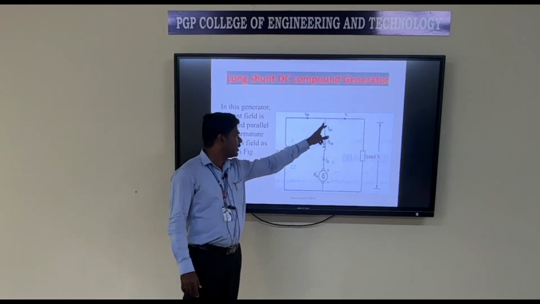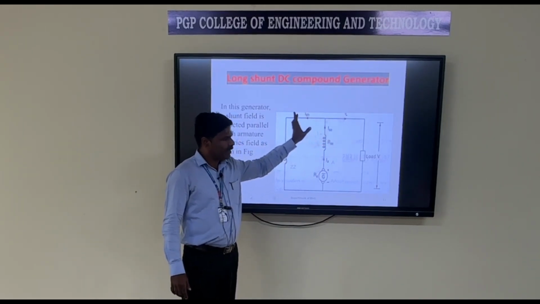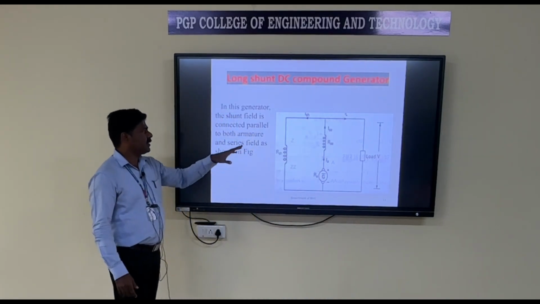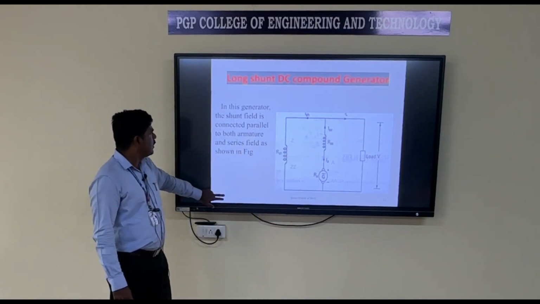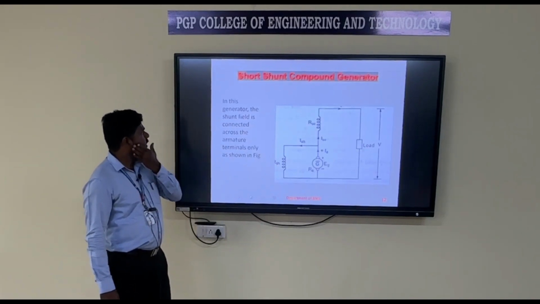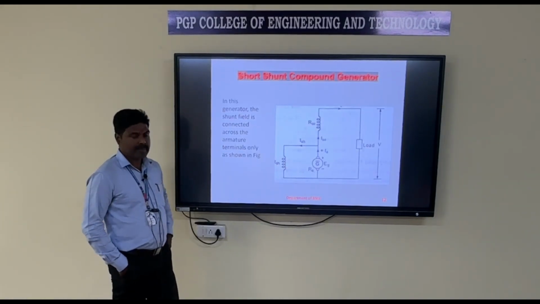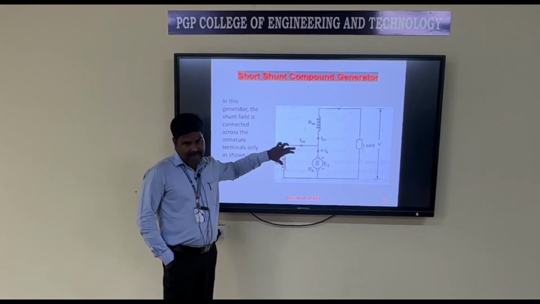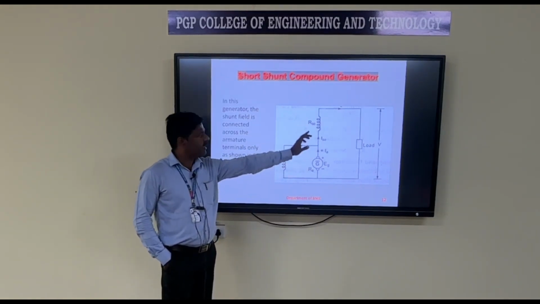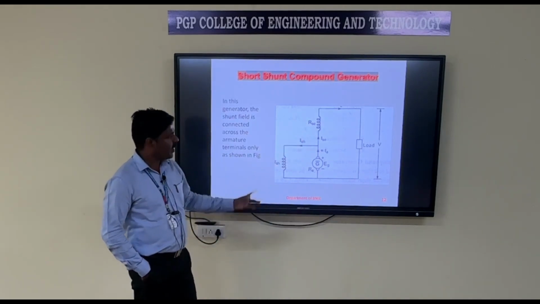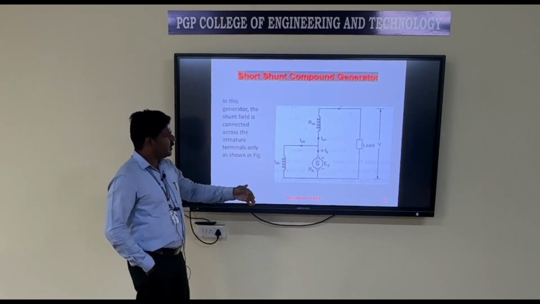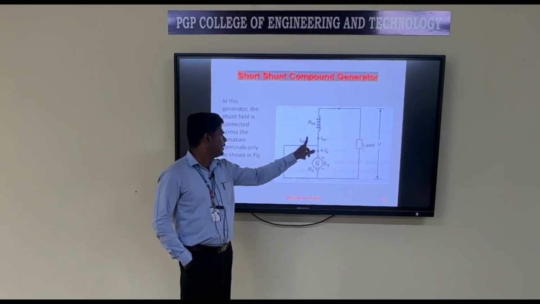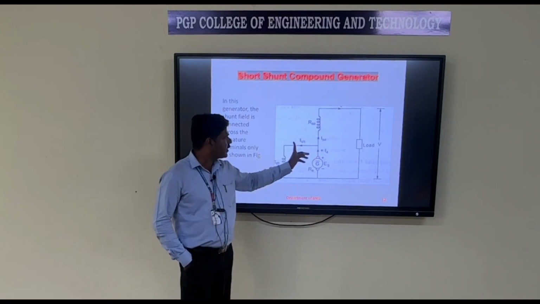Here also the circuit is divided, therefore this armature current IA is divided into two parts, that is ISH and IL. Here IA is equal to ISH plus IL. Next one is short shunt compound generator. Here the shunt field winding is connected in parallel with armature winding, and this combination is connected in series with the series field winding. This is known as short shunt compound generator. Here also the armature current is divided into two parts, that is IA is equal to ISC plus ISH.